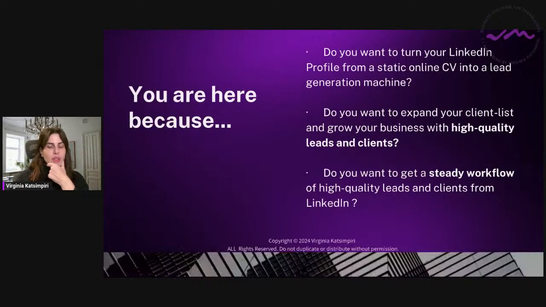You are here, let me know in the chat, because you want to turn your LinkedIn profile from a static online CV into a lead generation machine. A lead generation machine means that we turn it from a static CV, like most of you have, into a machine where you will be able to generate leads. Leads are potential clients, turning visitors to your profile into interested parties who want to work with you. Maybe you want to expand your client list and grow your business with high quality leads and clients. So you have been working with agencies and translation companies, and you would like to expand your business, start working with direct clients, and use LinkedIn to do that.